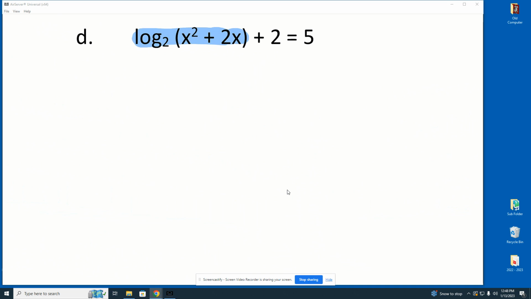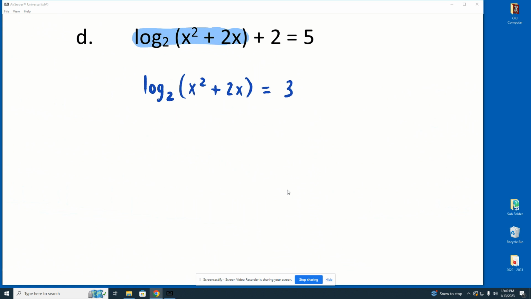Not until we move that. So how do I move that plus 2? So I'm going to subtract that, and that will leave me with log base 2 of x squared plus 2x equals 3. Now, how do we solve this logarithmic equation? Is it log equals log? So we don't drop the logs.